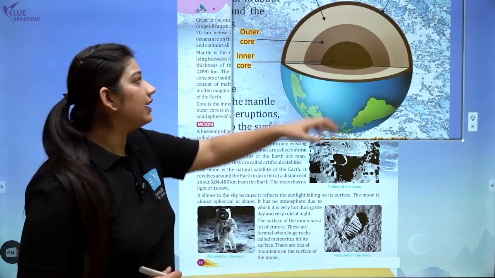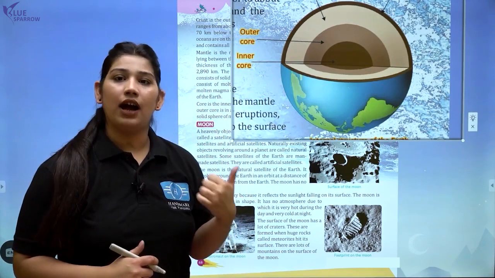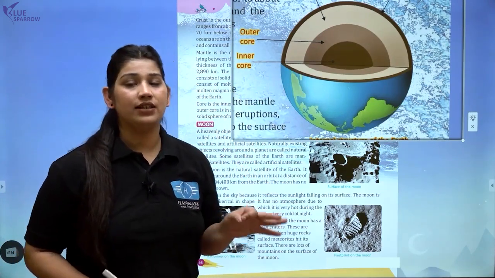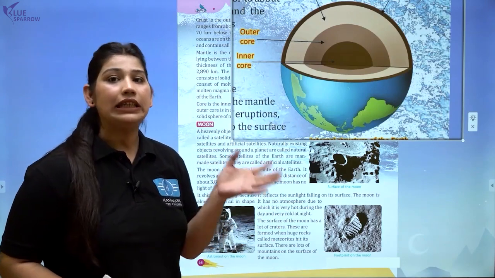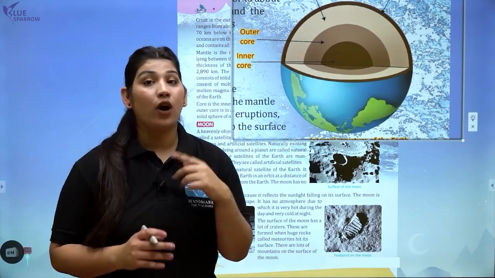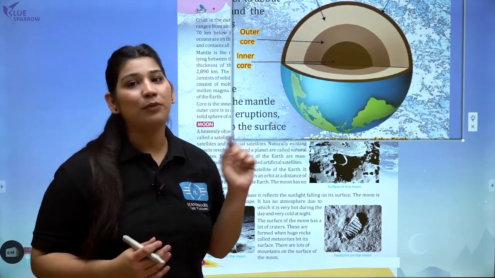The next layer is the mantle. Mantle consists of 2 types of rocks, hard rocks and molten rocks. The outer layer of the mantle consists of hard rocks and the inner layer consists of molten rocks. During volcano eruptions, molten magma comes out onto the surface from this layer.